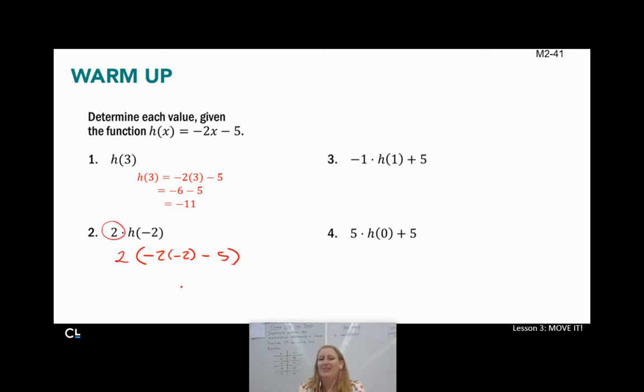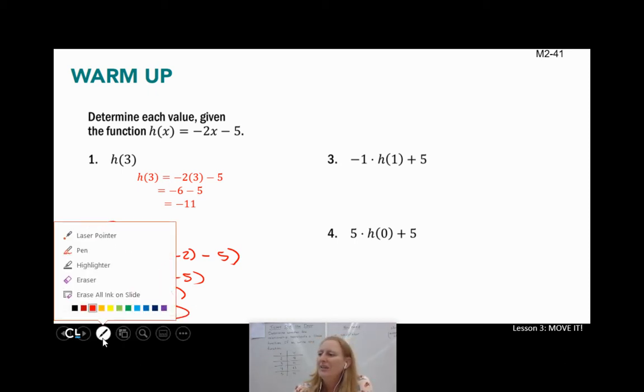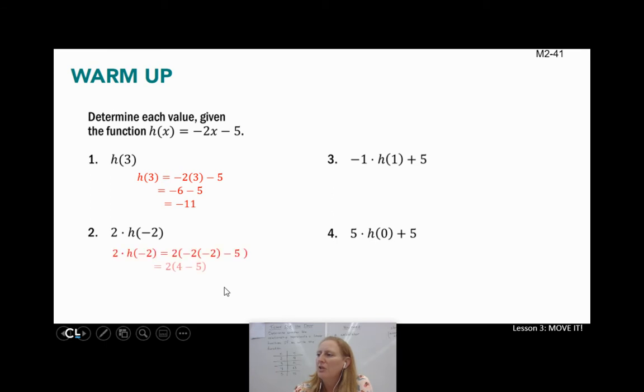So let's work our way through this. It's not that bad. Negative 2 times a negative 2 is, of course, 4. 4 minus 5, well, that is a negative 1, right? So 2 times negative 1 is negative 2. Oh, look, we just got our answer. Here, I'll show you the typed up version.